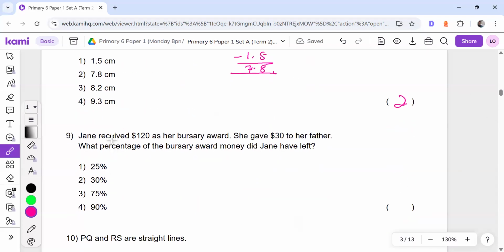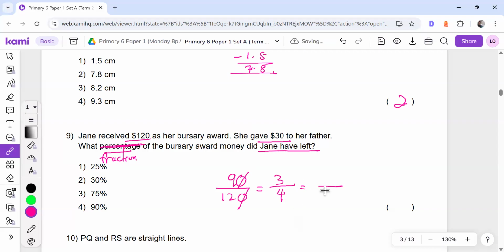Okay, shortcut. Jane received $120 as her award. She gave $30 to her father. What percentage did she have left? So shortcut, change the percentage into a fraction. Then you can do it very fast. So what fraction of the money, which is all the money, did she have left? You take 120 and you minus 30, there will be $90 left. Okay, that's a shortcut. And then make the denominator 100. So you divide by 10, right? And then you divide by 3. 9 divided by 3 is 3. 12 divided by 3 is 4. And then after that, 4 times 25 is 100.